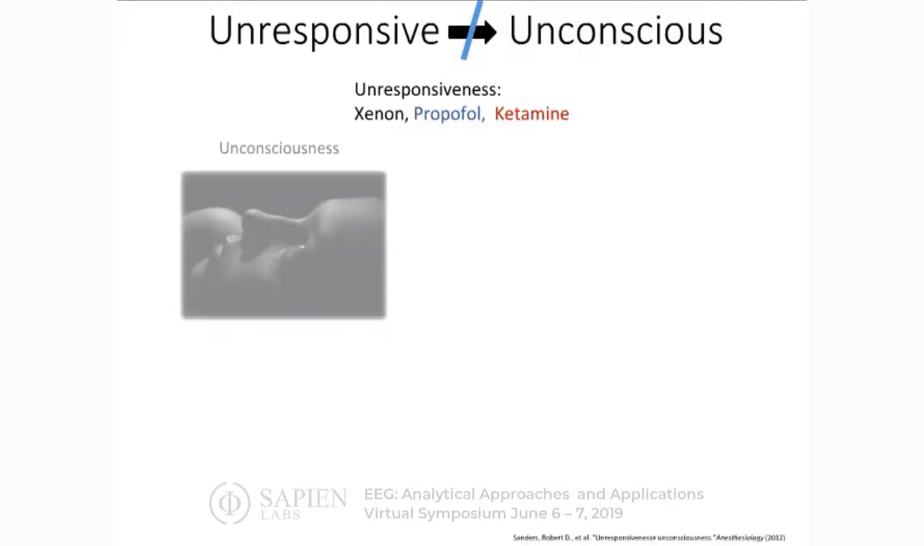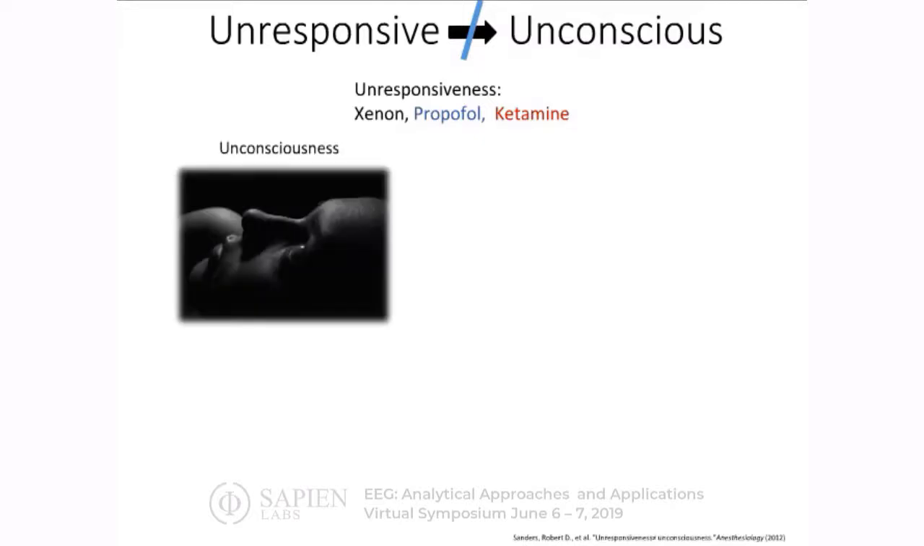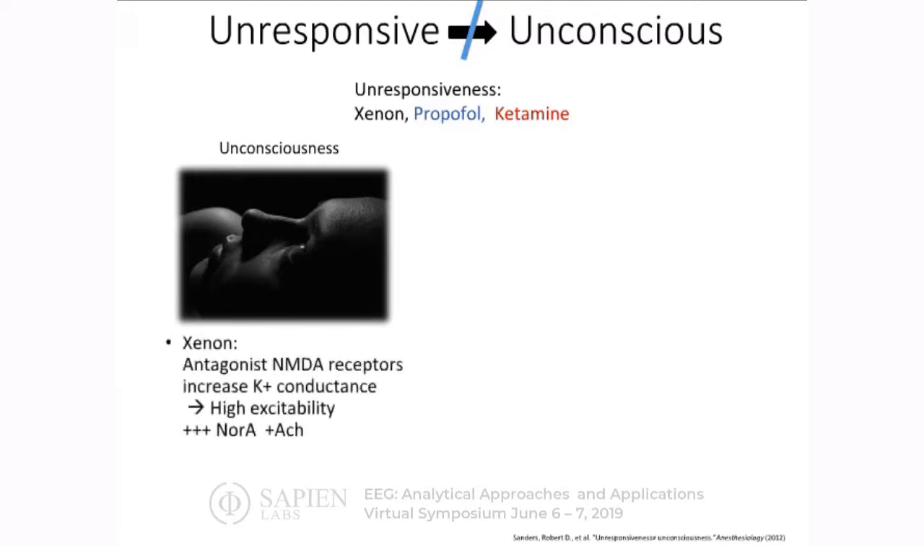With respect to the first part, there are drugs that are capable of producing unresponsiveness, and some others that are capable of producing unresponsiveness and unconsciousness. By unconsciousness, I mean the lack of any conscious experience, whether internally or externally generated. In one case, it can be produced by xenon, which is a rare gas and has some interesting properties, but it's also very expensive.